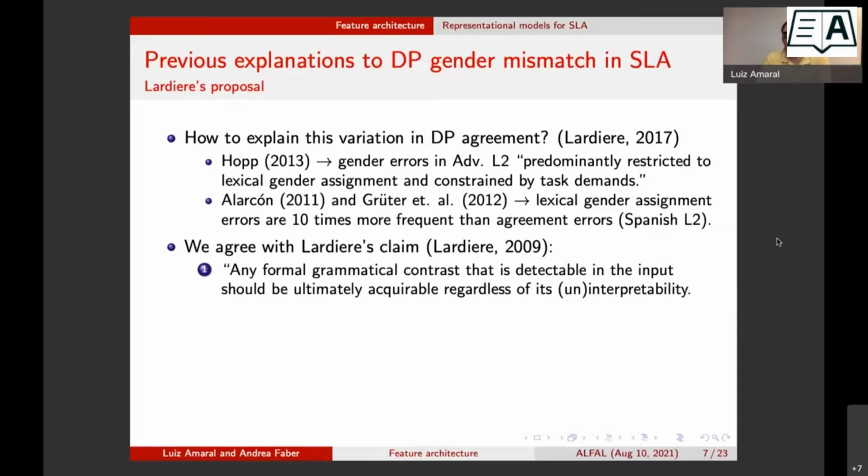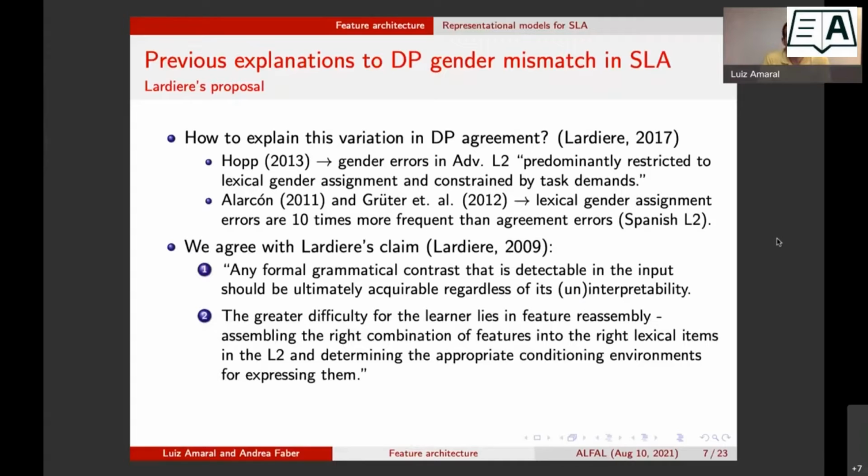So we agree with Lardier's claim that any formal grammatical contrast that is detectable in the input should be ultimately acquirable, regardless of its interpretability or uninterpretability. So we don't think that just a blanket statement about uninterpretability would be enough. And we agree that the greater difficulty for the learner lies in feature reassembly: assembling the right combination of features into the right lexical items in the L2, and determining the appropriate conditioning environment for expressing them.